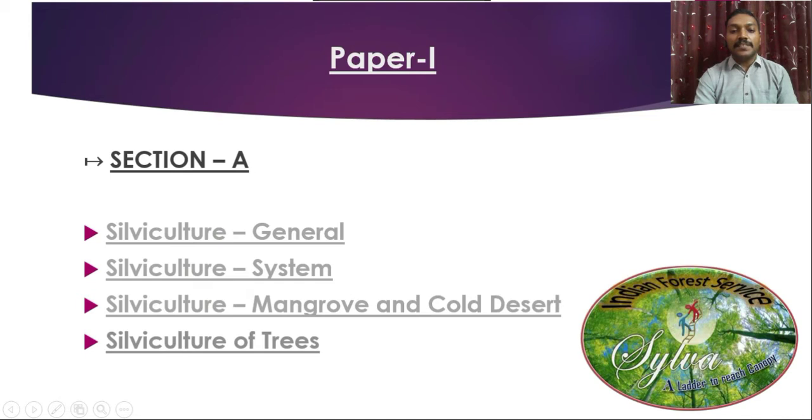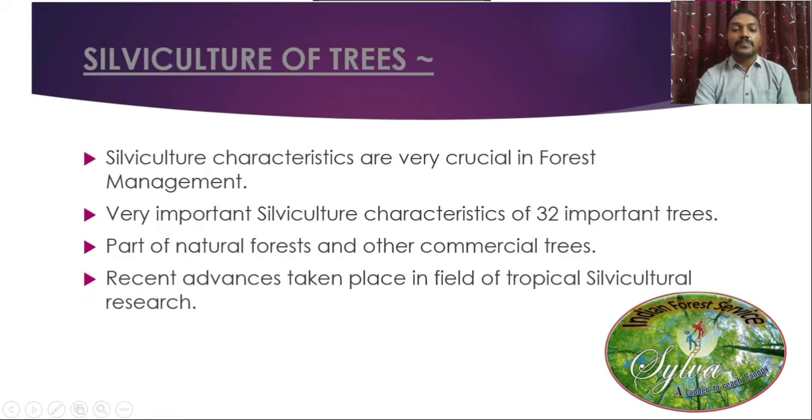The next important subject is silviculture of trees. The silvicultural characteristic of each and every tree is very crucial for any kind of forest management. So in this subject we will be studying the silvicultural characteristics of 32 important tree species. These are not only part of the natural ecosystem, but many plantation trees of commercial value will also be covered here.